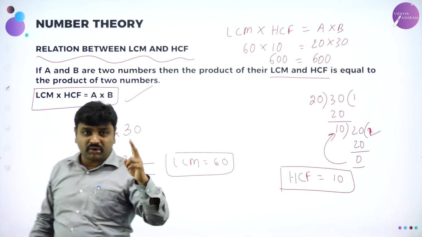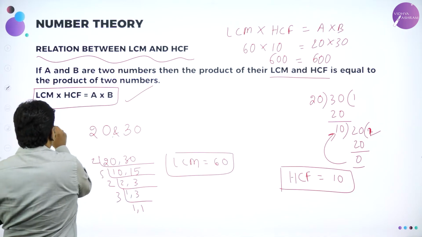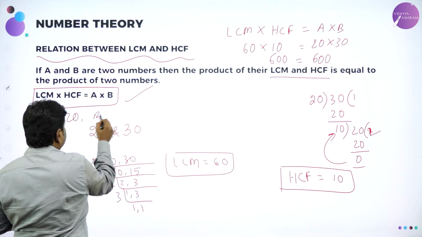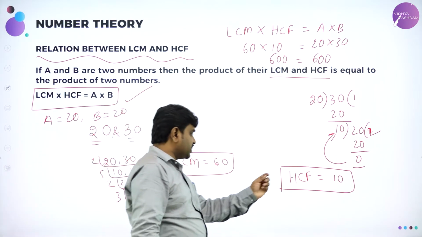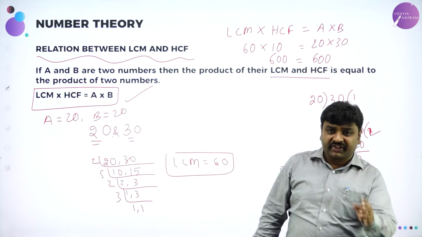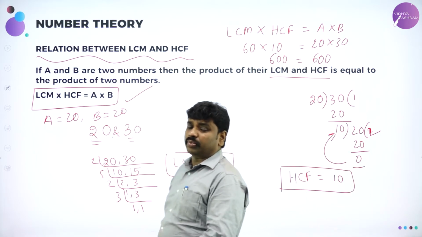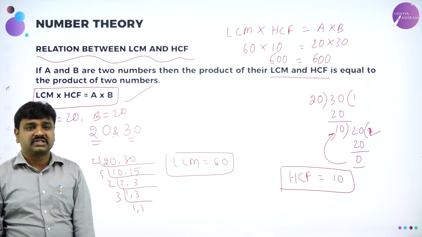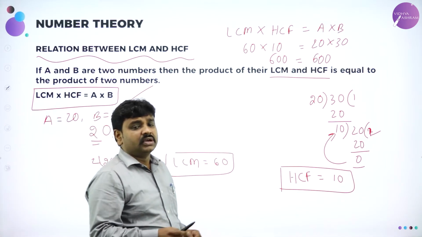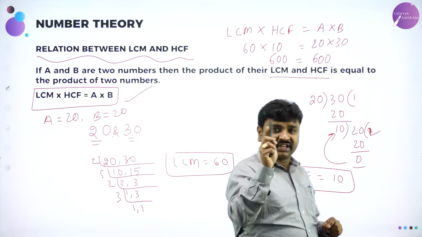If A and B are two numbers, I have taken problem A as 20 and B I took as 30. Two numbers I took and I found out LCM. LCM was 60. I found out HCF. HCF was 10. Product of HCF and LCM is equal to product of two numbers. HCF into LCM is equal to what? Product of two numbers. For any two numbers, product of two numbers is same as product of their LCM and HCF.